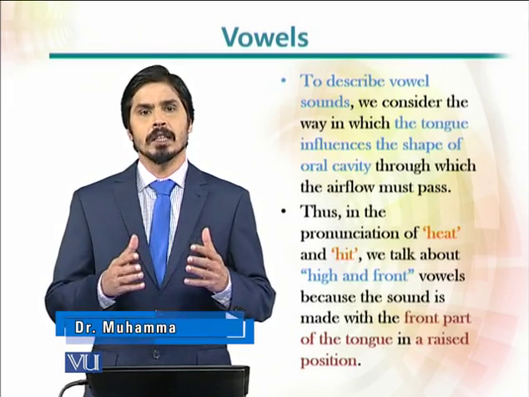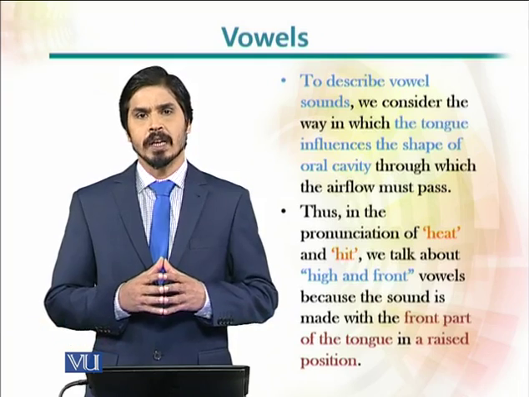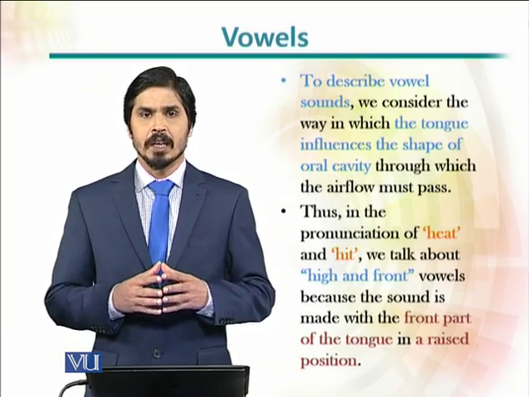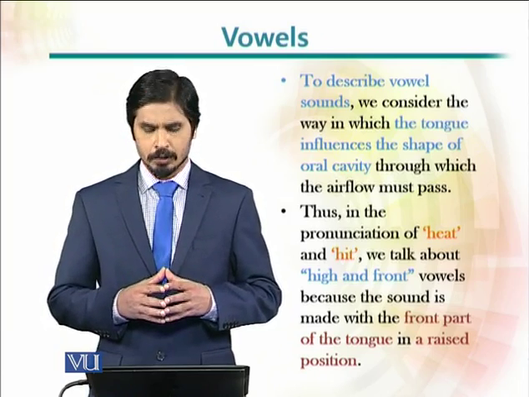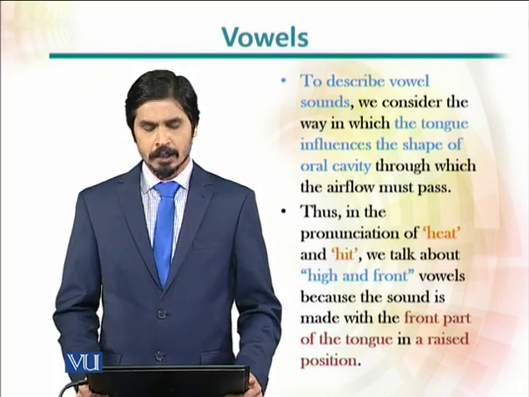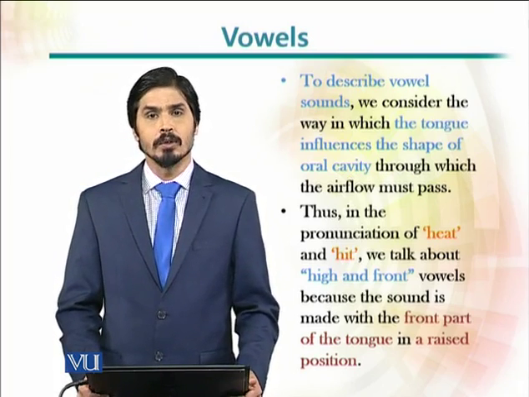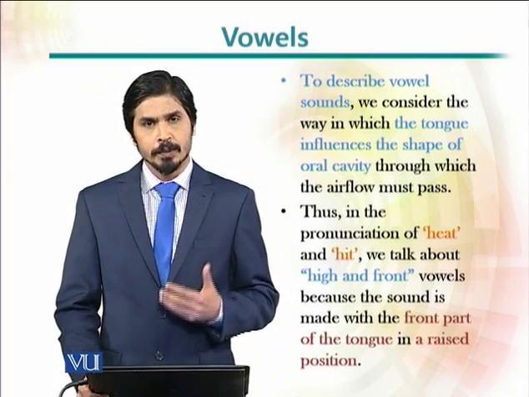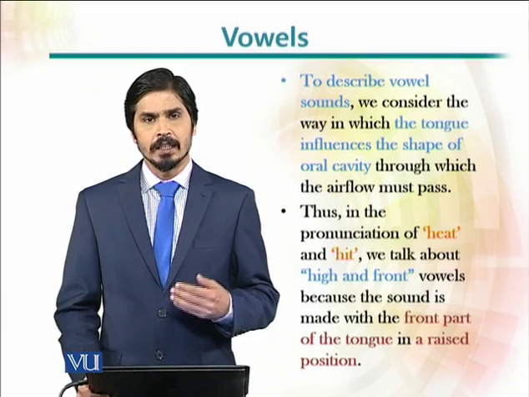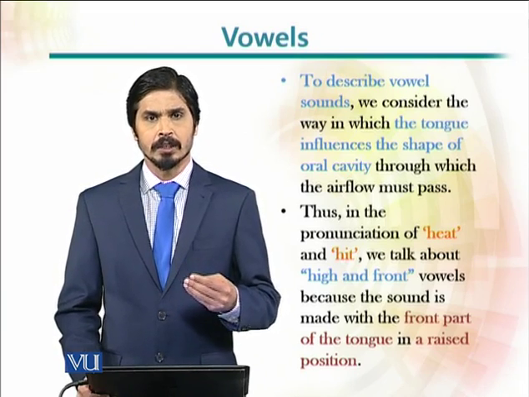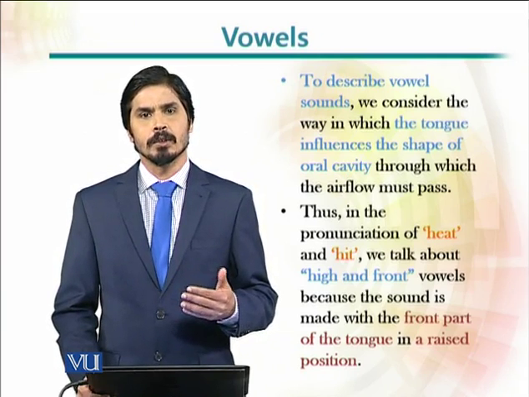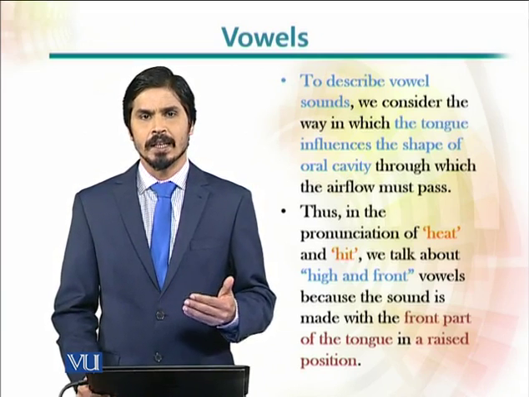As I said earlier, to describe a vowel, the understanding of the position of the tongue in the mouth is very important. And it is also important to know how it affects the overall shape of the mouth when a certain vowel sound is produced. For example, in the words heat and hit, we have high and front vowels because the position of the tongue while producing these sounds is front, because it is produced from the front part of the tongue, and the overall position of the tongue is quite high in the mouth.